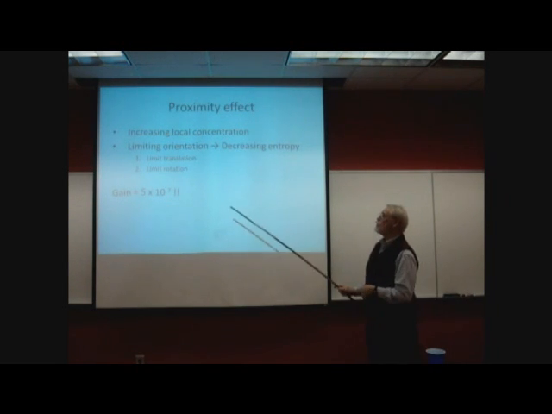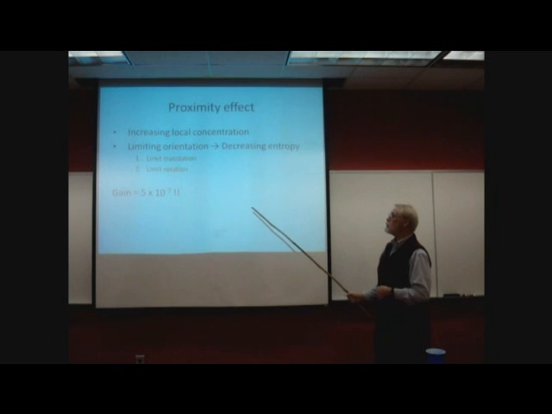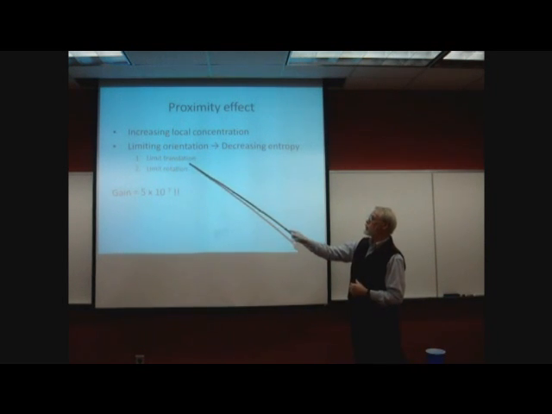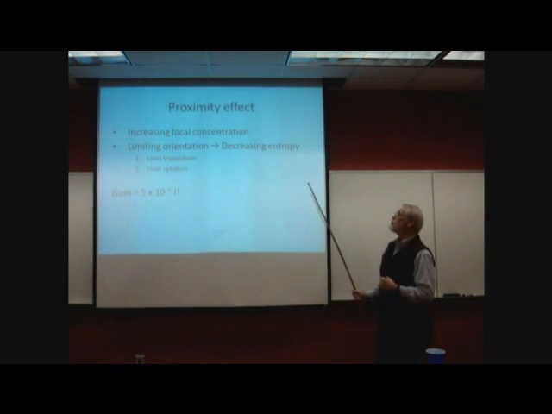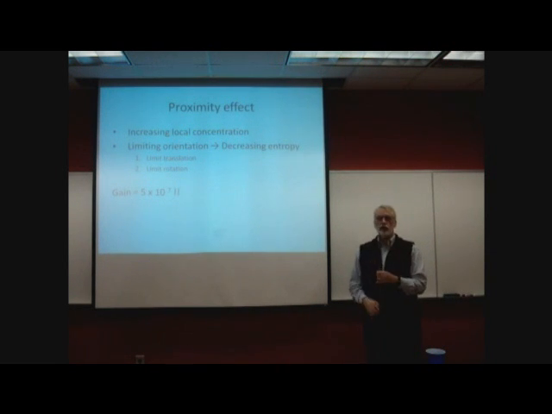Well, what are we doing? We're limiting orientation by translation and rotation. And this decreases the effective entropy, because remember, entropy is the number of ways you can arrange an atom in space. And so if we limit where the molecules can be, we effectively decrease their entropy. So it looks like a decrease in entropy, and some people argue that that's the kind of effect.